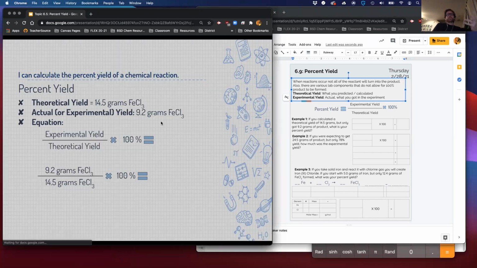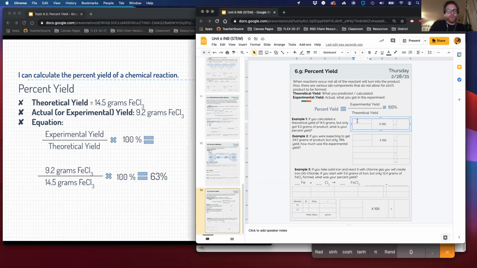Okay, so for this one right here, it would be 9.2 divided by 14.5, and I would get 63%. So that's actually the first one right here. It's 9.2 grams, and this one right here would be 14.5 grams. And when you take these and you divide them and multiply by 100, you'd get 63%. Cool? Cool.